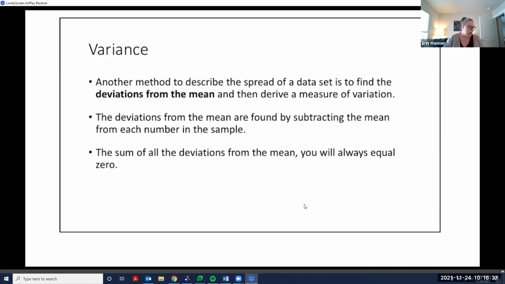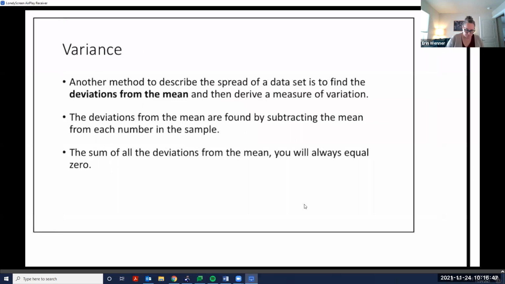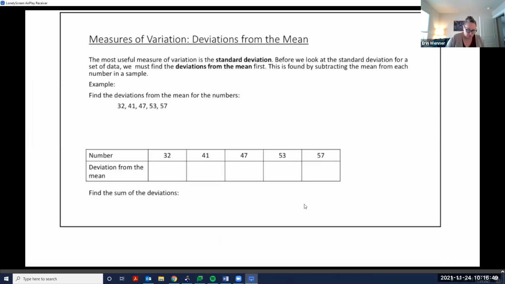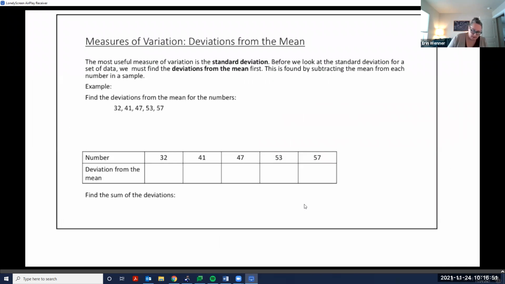We're going to do this first example by hand and find the variance and the standard deviation. And then in future examples, we'll use our calculator. But I just want to show what the process is for finding this. From that point forward, I'm not going to expect you to calculate it by hand. The most useful measure of variation is the standard deviation. Before we look at the standard deviation for a set of data, we must first find the deviations from the mean. This is found by subtracting the mean from each number in the sample.